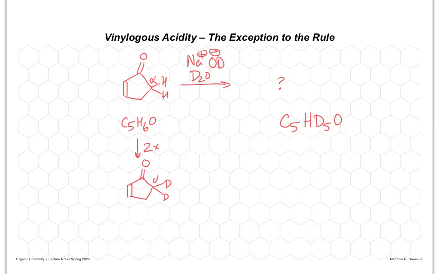So if I call that alpha, those beta hydrogens are acidic because of that double bond. And so what will happen if we show the sodium OD abstracting one and putting the negative charge on that carbon.